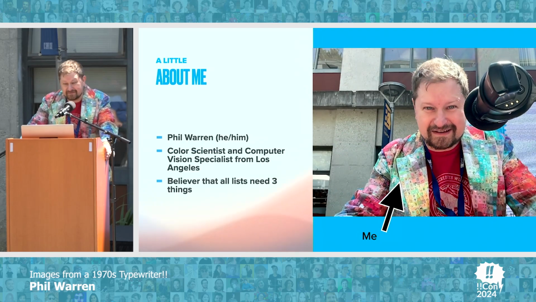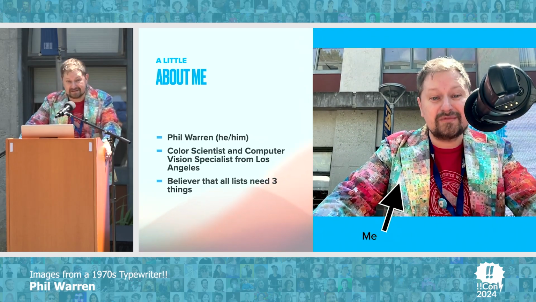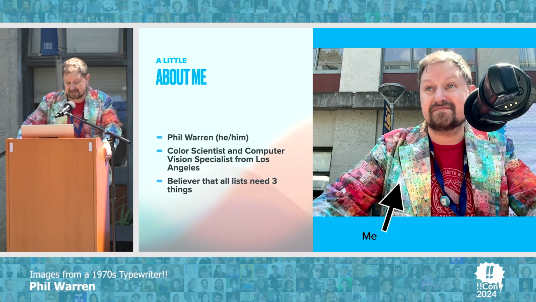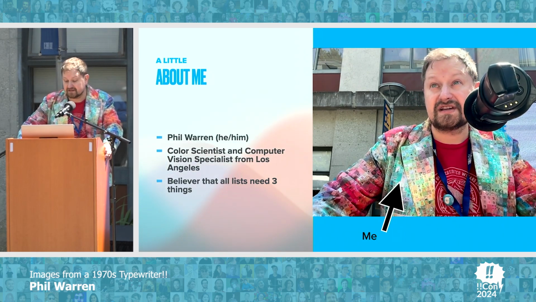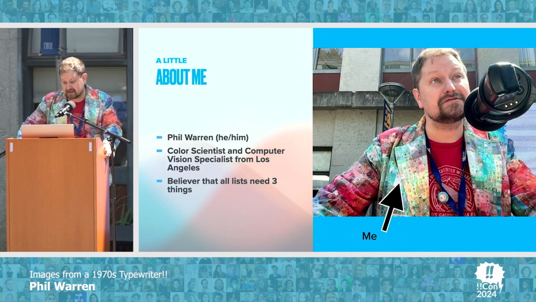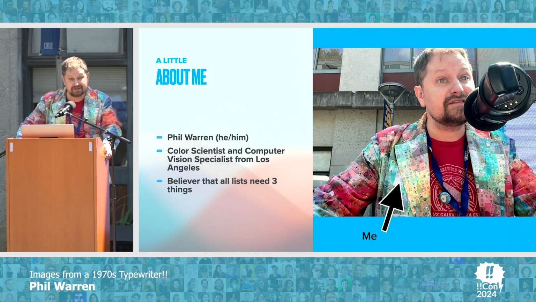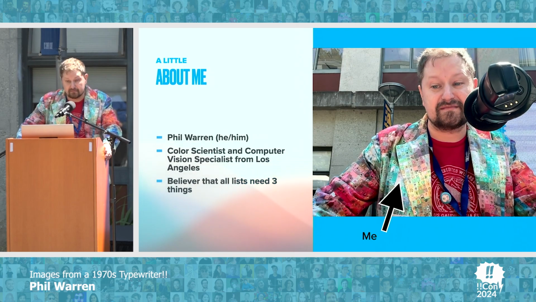Okay, I'm Phil Warren. I'm a color scientist and computer vision specialist based in Los Angeles. For my day job, I help film, television, and video game companies capture and display imagery. And in my free time, I do pretty much the same thing, but stupider.